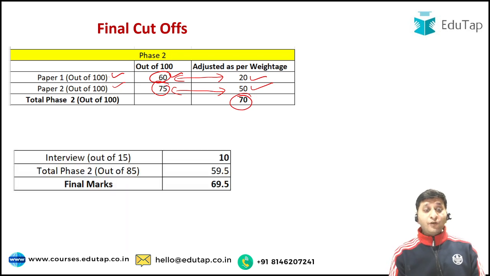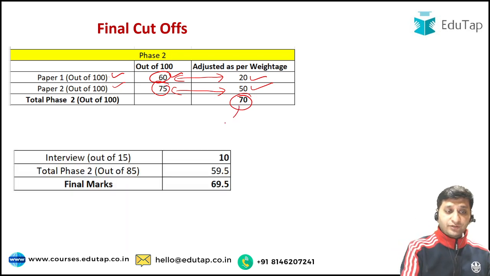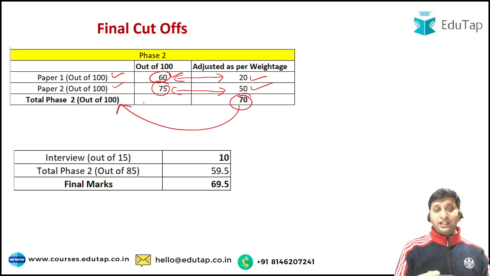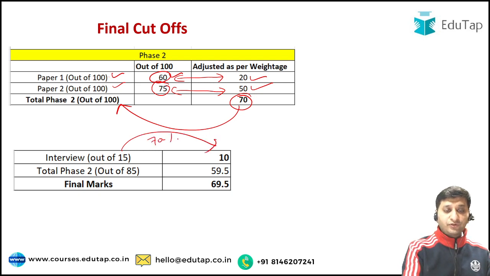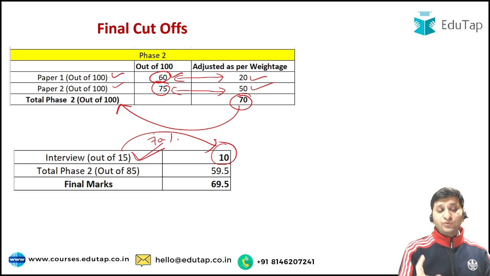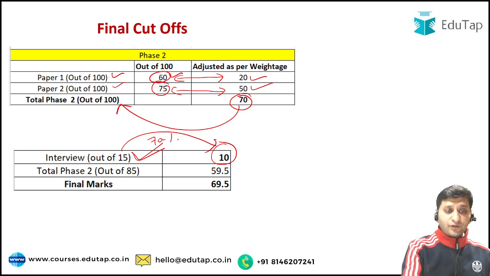Now this is 70 out of 100. Now, the interview was of 15 marks, right? Suppose in the interview out of 15, you got 10. I am assuming you got 70% in the interview. So out of 15, 70% is 10. Now, 15% weightage was given to the interview and to the written exam, that is the phase 2 exam, it was 85%. So this 70 is out of 100. So if I have to calculate this 70 out of 85, I'll multiply this by 0.85, I'll get 59.5.